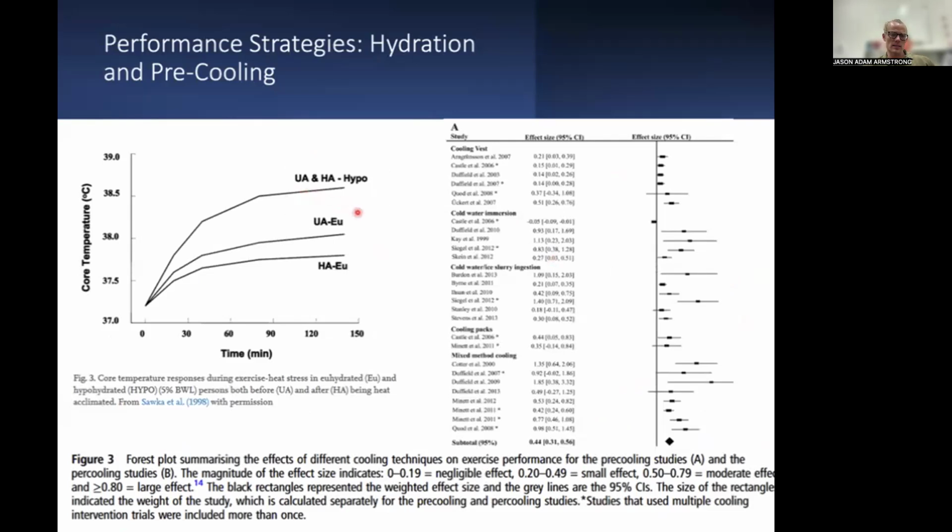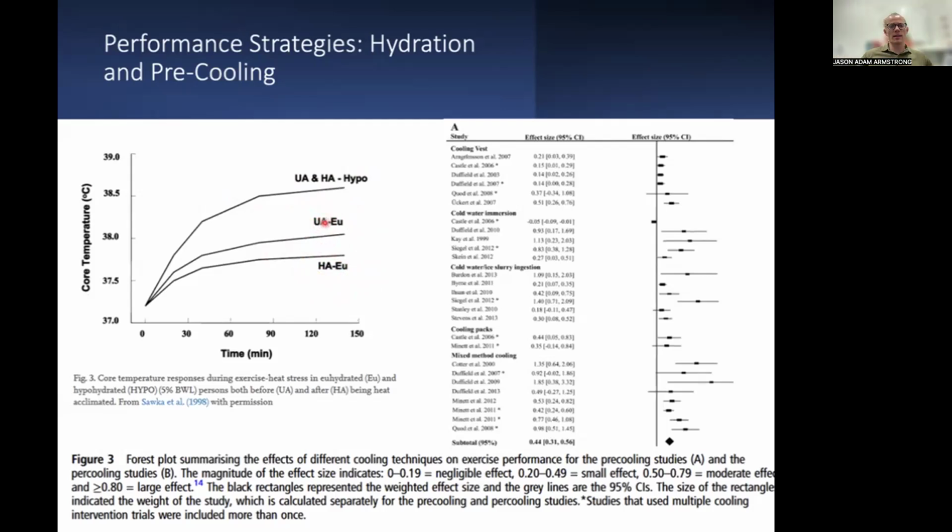Another interesting study here. This was looking at unacclimatized and heat acclimatized individuals, that's the UA and the HA, and then hypohydrated, meaning dehydrated individuals, and then euhydrated groups. So we can tell pretty clearly that hypohydrated, dehydrated individuals had significant increases in core body temperature as compared to the euhydrated group. And in the euhydrated group, so let's assume that you are indeed hydrated appropriately, the acclimatized group does indeed maintain a lower core body temperature than the unacclimatized group.